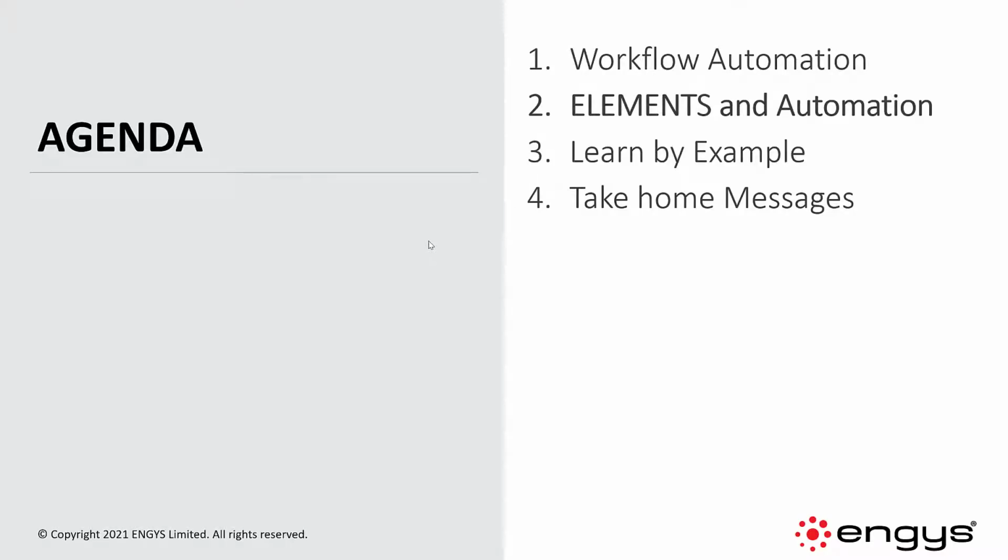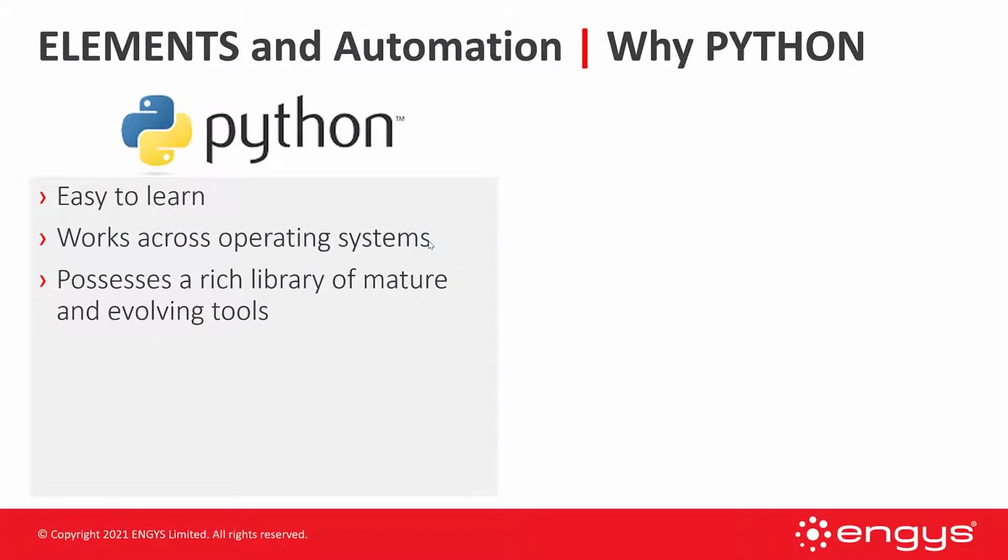Let me talk a little bit more about Elements and automation in general. So first off, why Python? Why do we even care? Well, Python is great because it's easy to learn. It works across operating systems, and it really possesses a rich library of mature and evolving tools. So Python is a really good language to use for automation within software because other users may already have an understanding of the syntax of Python. They may have already used this in graduate school or undergraduate to perform other types of simulation.